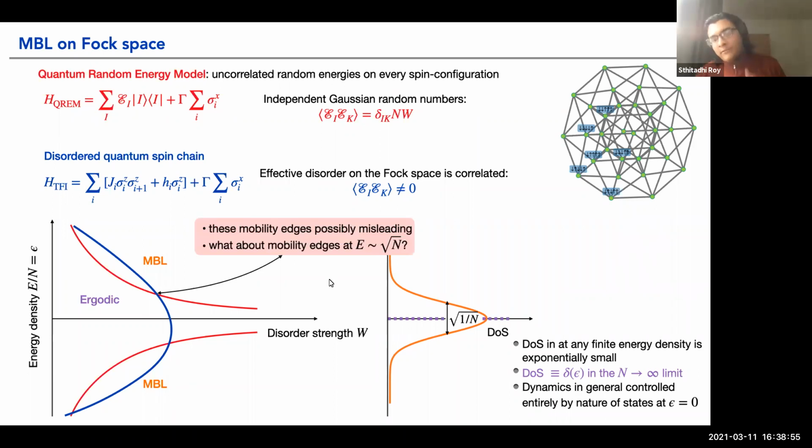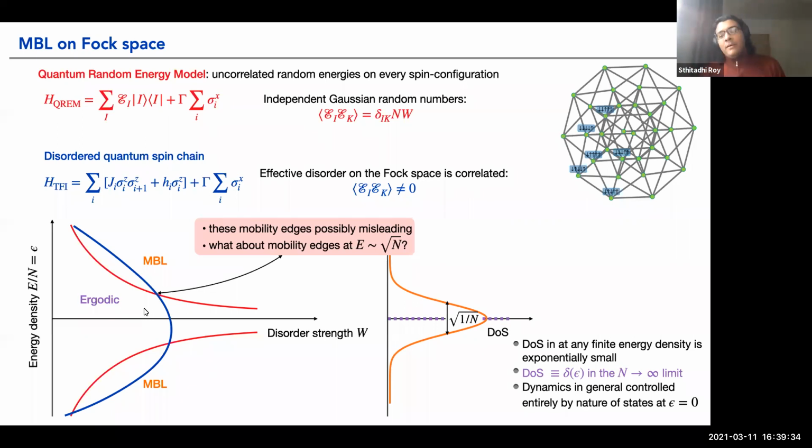Now, I would go as far as saying that these mobility edges that there are in the literature are somewhat misleading, because if I sit at some disorder strength that I'm pointing with my cursor, it would suggest that in order to get to an MBL phase, I need to go to an energy which is extensive. Whereas because the width of the density of states scales as the square root of the system size, how do I know that there are no mobility edges at energy scales which go as the square root of system size? In fact, I should expect mobility edges at energies which are square root of system size.